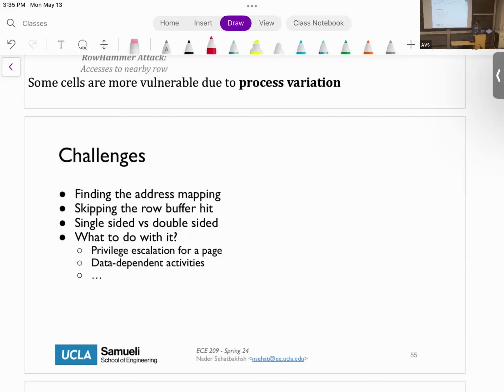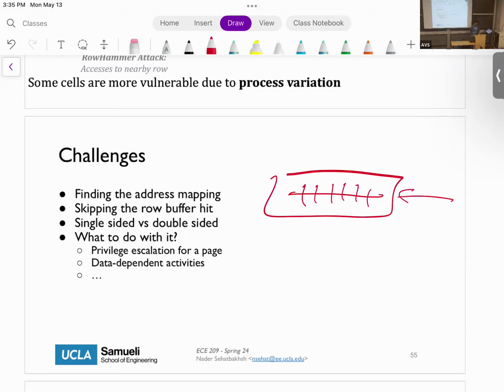Okay, so there are a whole bunch of challenges, and part of your paper readings next week and paper presentation is going to be talking about this. So for example, how do I find the address mapping? How do I skip the row buffer hit? Because remember, I need to do lots of pre-charge, right? So I cannot just access things one right after another and think that I'm doing row hammer, because if there are row buffer hits, there is no pre-charge to that particular row. I want a lot of pre-charge to that particular row. So I need not only to find the right addresses, but I also somehow need to skip the row buffer hits. So from the attacker's perspective, row buffer hits are a very, very bad thing.